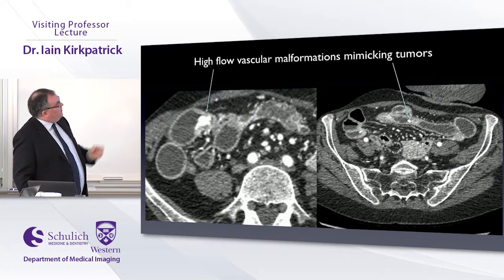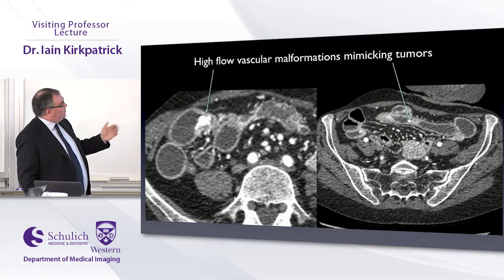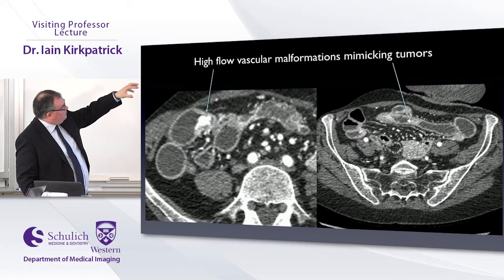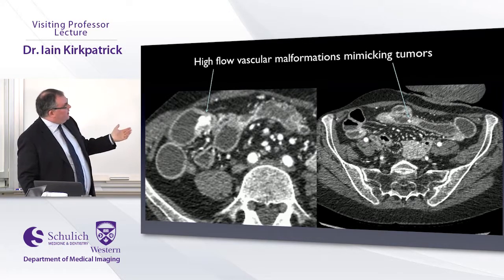These are a couple of high-flow vascular malformations that actually were called tumors. One of my colleagues thought this one was a really vascular tumor, maybe a neuroendocrine tumor, because it looked kind of mass-like, but it is really enhancing. If you look at it, it's actually enhancing like the common iliac artery. So that was probably the clue.